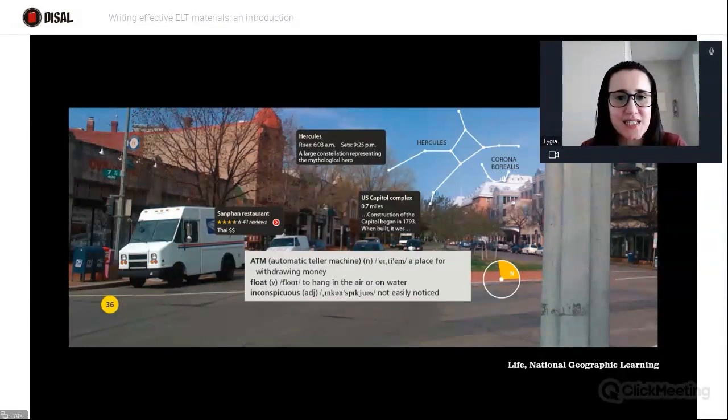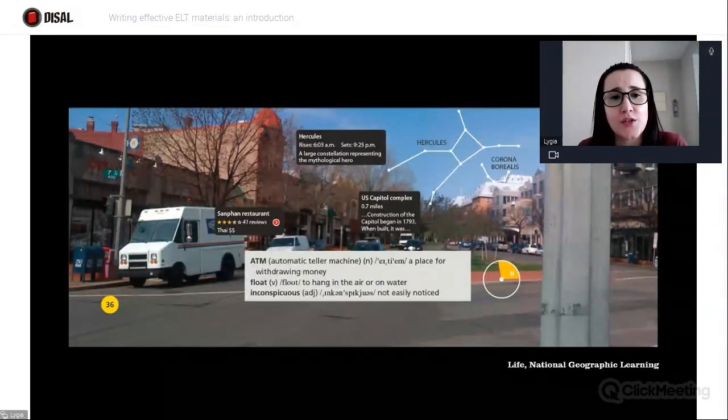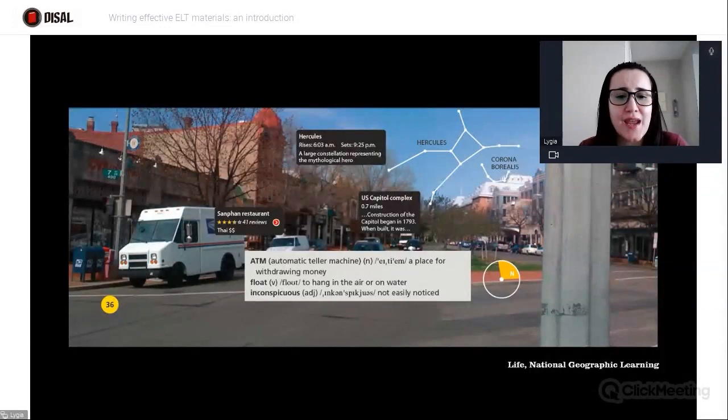Okay, great. So, as we were saying before, by using images which look authentic, such as some of the photographs and the images that we've seen, our students will probably find our materials much more engaging and motivating, right?